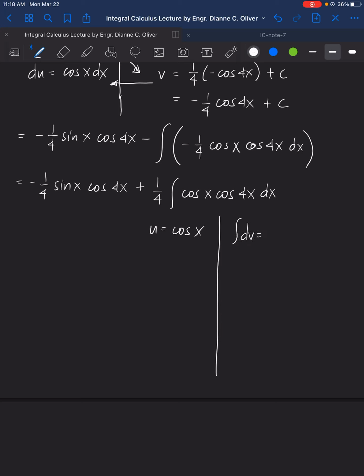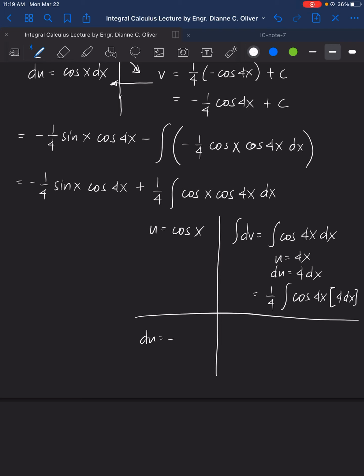So integral of dv is equal to integral of cosine 4x dx. Let u is equal to 4x, du is equal to 4 dx. So that is equal to cosine 4x, 4 dx, compensate with 1/4. Then we have here du is equal to negative sine x dx. The derivative of cosine x is negative sine x dx. For the integral of dv, we have there v is equal to 1/4 integral of cosine 4x, which is sine 4x plus c.